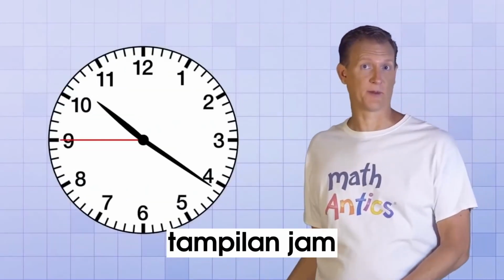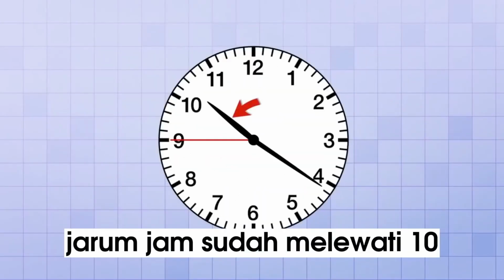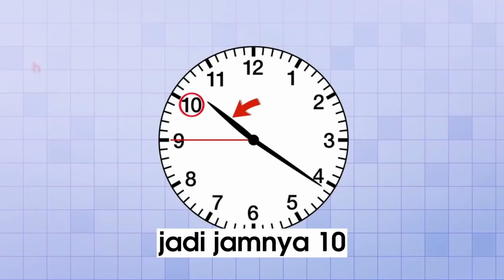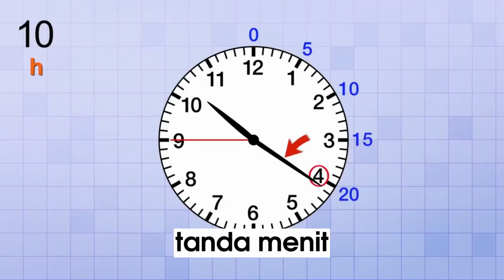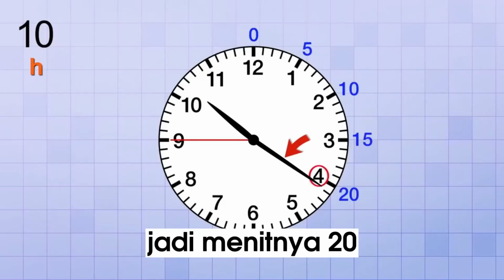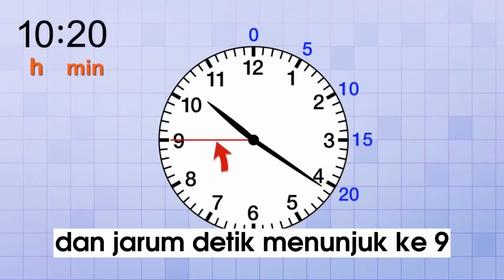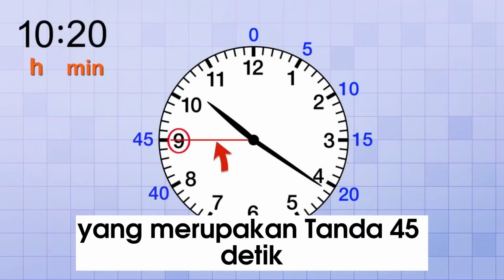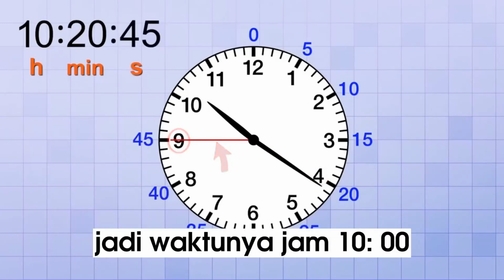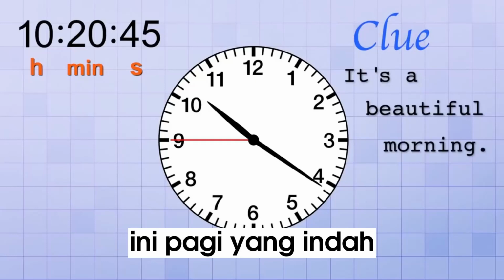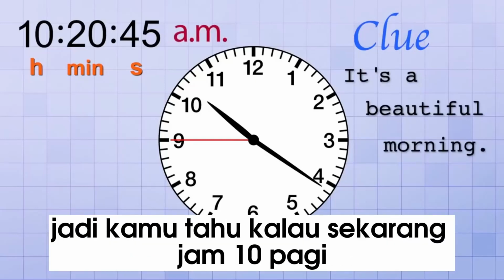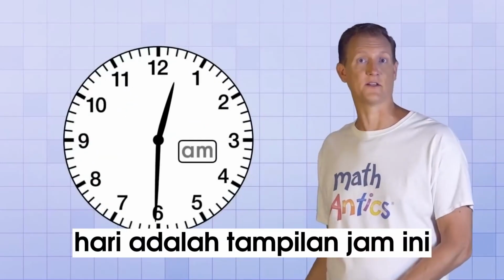What time is this clock displaying? The hour hand is past the 10, but not to 11 yet, so the hour is 10. The minute hand is just past the 4, which is the 20-minute mark, but it's not to 21 yet, so the minute is 20. And the second hand is pointing at the 9, which is the 45-second mark. So the time is 10 hours, 20 minutes, and 45 seconds. And this time you're given the clue, it's a beautiful morning, so you know that it's 10:20 a.m., since morning comes before noon.